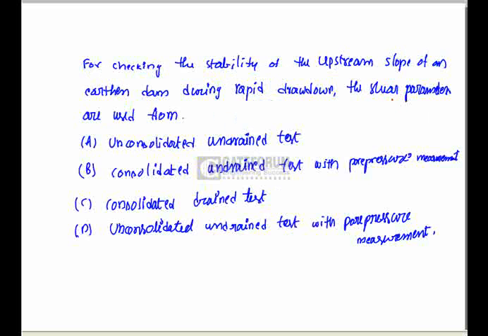The question is how to find the shear parameters in a situation like the upstream slope of an earthen dam during rapid drawdown. Definitely we have to use pore pressure measurement. Options D and B consist of pore pressure measurement, and it should be consolidated and undrained. Drainage should not be allowed, and it should be consolidated. So a consolidated undrained test with pore pressure measurement has to be done, and the shear parameters from those tests can be utilized for checking the stability of the upstream slope. So option B is correct.